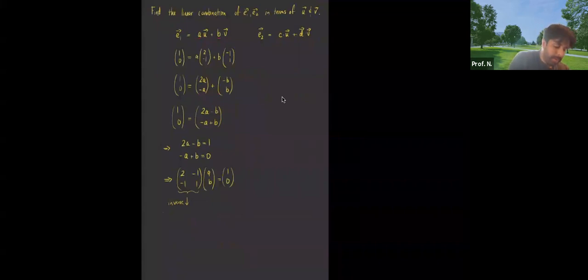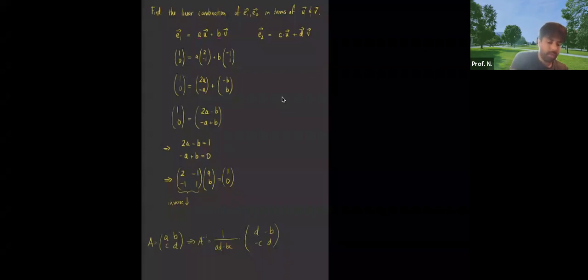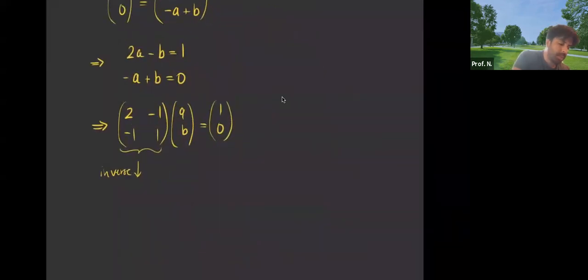Well, remember, if I have a matrix A with entries a, b, c, d, then the inverse would be 1 over ad minus bc, multiplied by the matrix where I switch the diagonal entries and negate the off-diagonal entries. This is just in general, and we should know this. So what would the inverse of this matrix be?